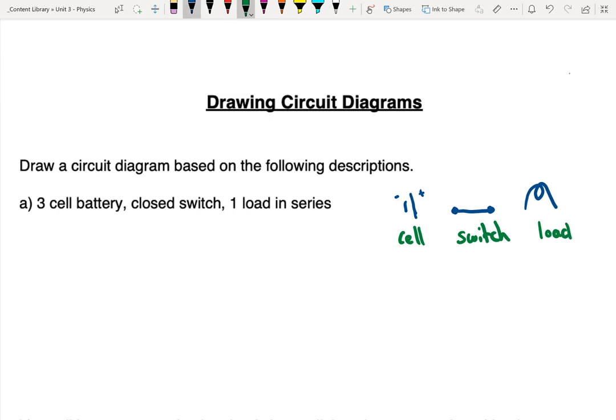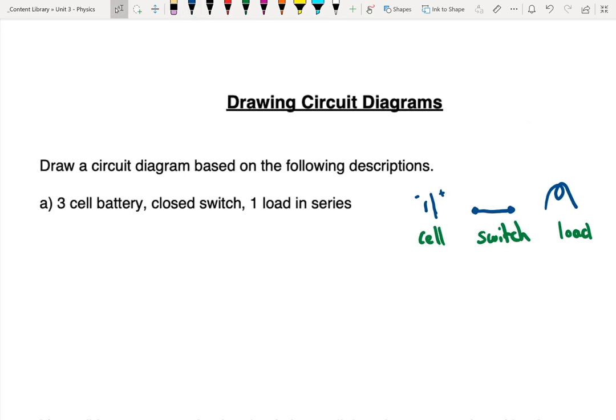And again, if you need refreshing on what the symbols are, you can always look back into the simple circuits note, in the last couple slides. So if we want to draw a 3-cell battery, we're going to draw three sets of short line and long line: short and long, short and long, short and long. So there's our 3-cell battery. These are going to be connected with wires. We have a closed switch. So let's just bring this down.